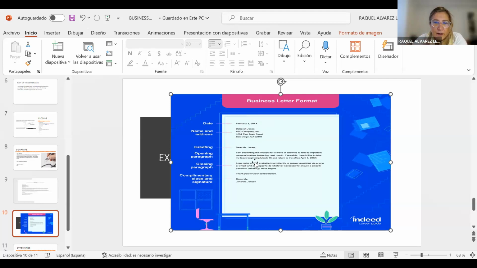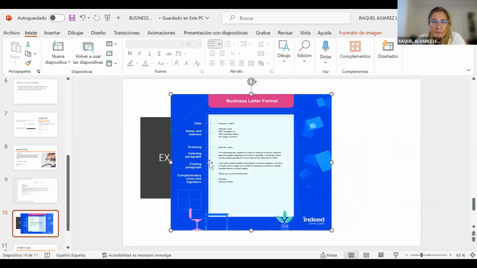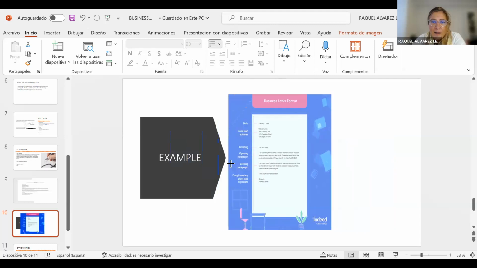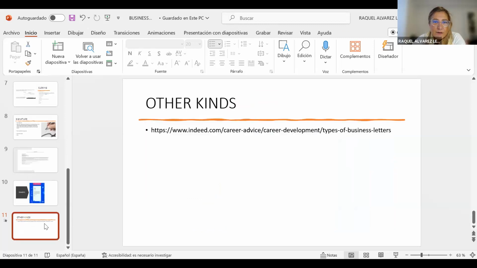So opening paragraph, closing paragraph. So these are the paragraphs you need in order to do the body of the mail, and then obviously the complimentary or the final closing expression. Thank you for your consideration, or respectfully, sincerely, and your name and your signature. So when I say this, I'm saying formal letters, okay? Formal letters.